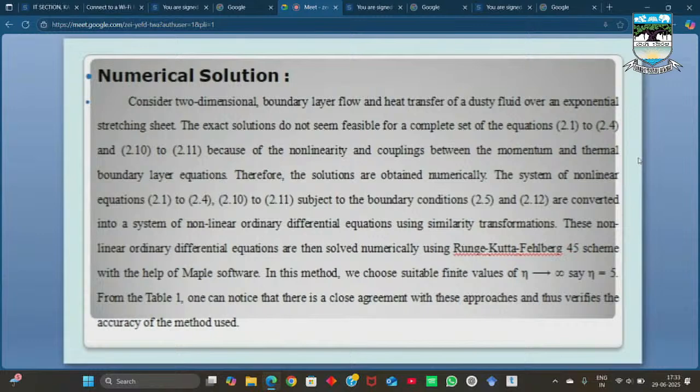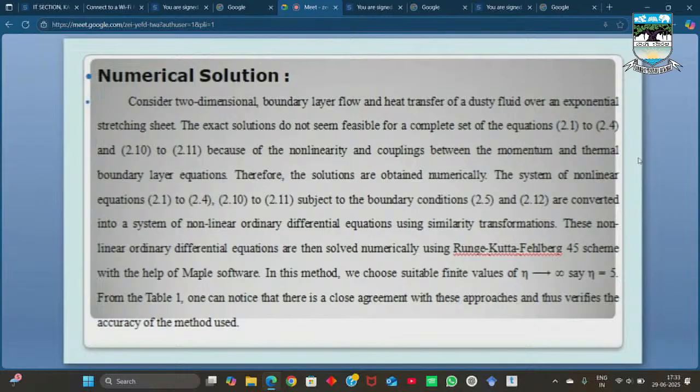These equations are converted into a system of nonlinear ordinary differential equations using similarity transformations. These nonlinear ordinary differential equations are then solved numerically using the RKF-45 method with the help of Maple software.